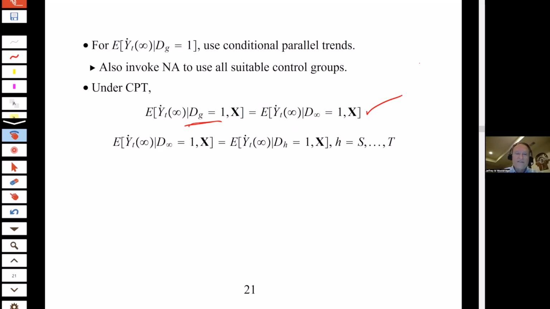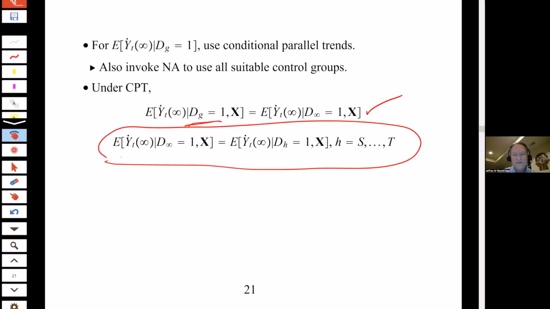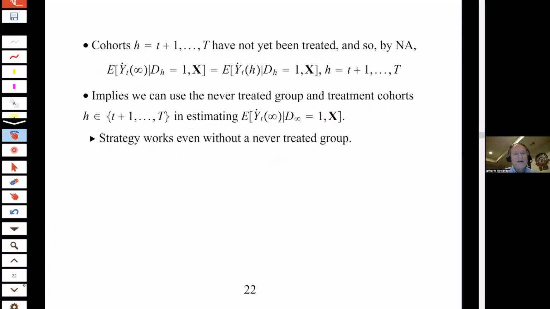However, we can do better than that. This is the no anticipation assumption paired with the parallel trends assumption. And what the no anticipation assumption allows us to do is not only can we use the never treated units, we can use the units that are not treated yet. So the cohorts, this is where I'm saying.